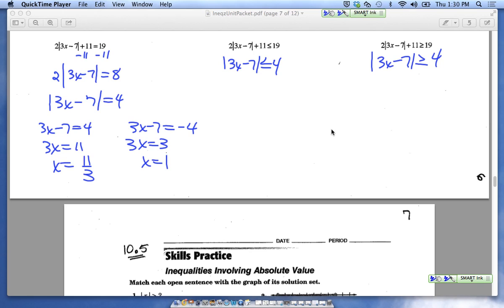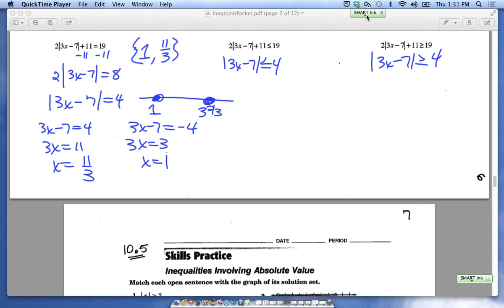So these are my 2 boundary points, and in set notation, the solutions for the strict equality would be 1 and 11/3, and graphically I would just have 2 solid points, one at 1, and the other solid point at 11/3, which is about 3 2/3. So that would be your solution for the strict absolute value equation.